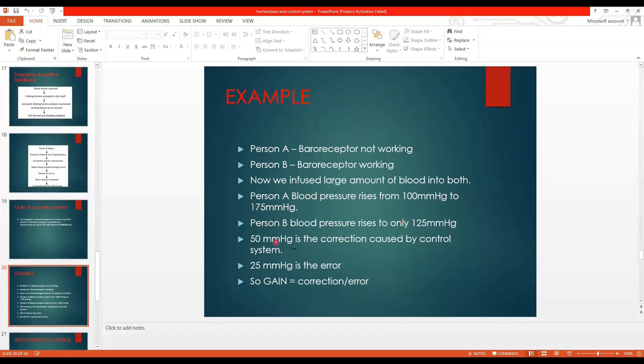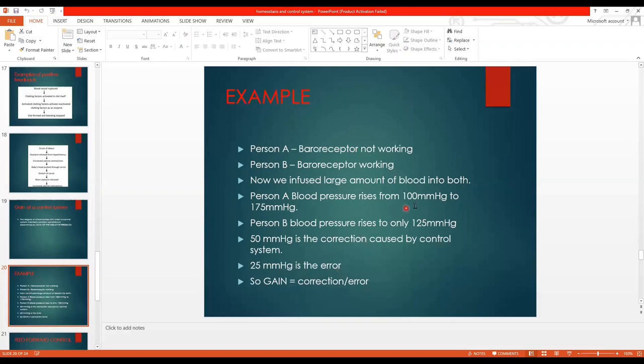So, not very much as compared to the one whose baroreceptors are not working. So 50 mmHg is the correction caused by the control system. 100 is the normal blood pressure. It is an example, okay? So the difference between 175 and 125 is 50. This difference, that is 50 mmHg, is the correction by the control system. But still, a person's blood pressure rises from 100 to 125 in case his baroreceptors are working. So 25 mmHg is the error.